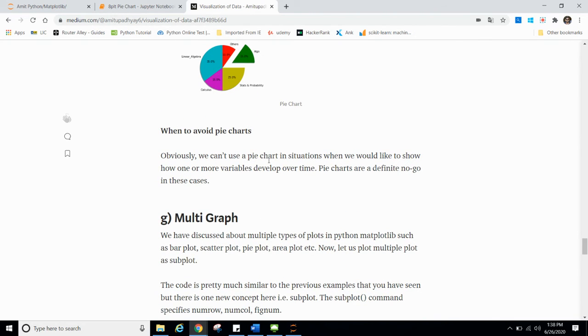Obviously, we can't use pie chart in situations where we would like to show how one or more variables develop over time, like we use compare graph, right? Scatter graph or line graph. Pie charts are a defined no-go in these cases.